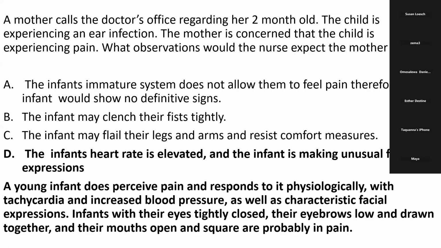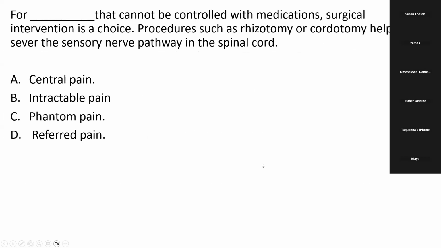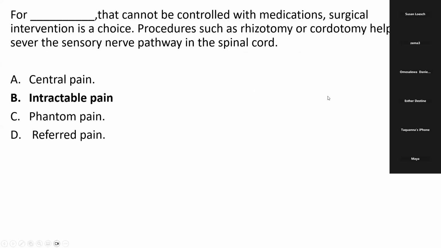Donald Trump. Which Donald means Trump. Square mouth, drawn-in eyebrows. Yeah. Okay. For blank that cannot be controlled with, no, you guys don't want to know this one.